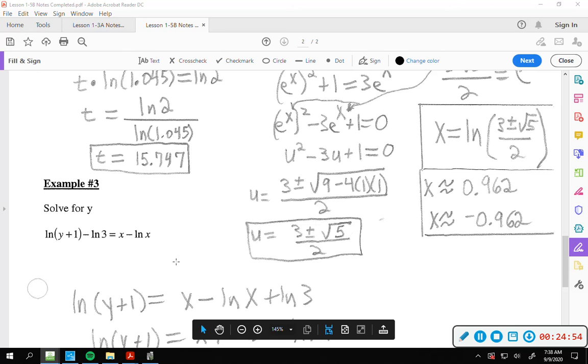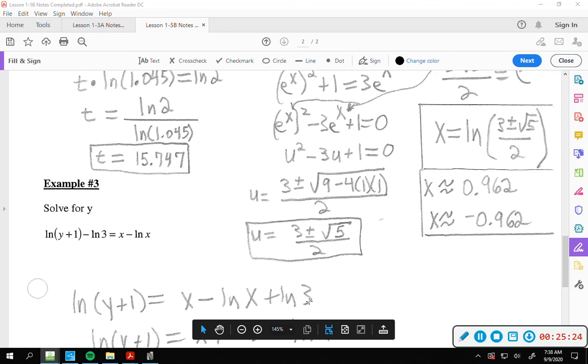There's quite a few steps here that are critical. First of all, if I want to solve for y, there are 1, 2, 3, 4 terms in this equation. Only one of those terms involves a y. I need to get all terms that do not involve a y away from this term. So I have to add the natural log of 3 to both sides of this equation. It will eliminate the natural log of 3 on this side, put a plus the natural log of 3 on this side.